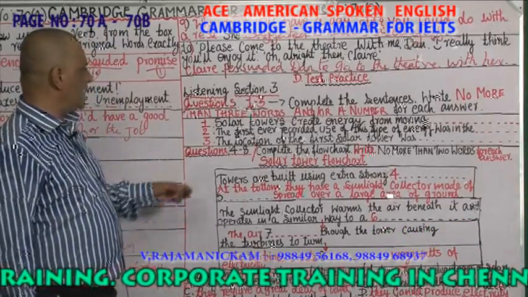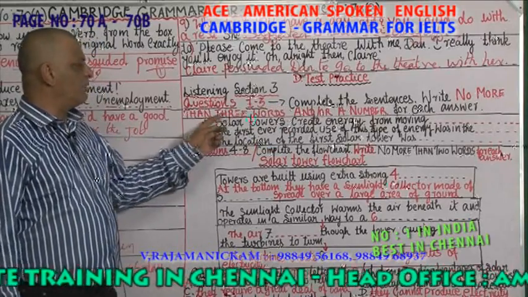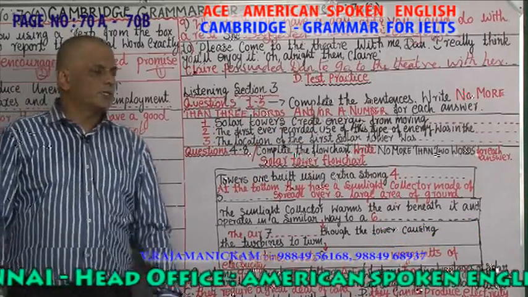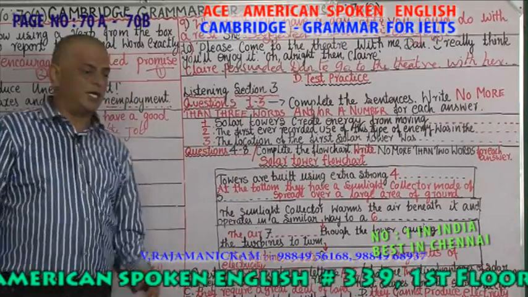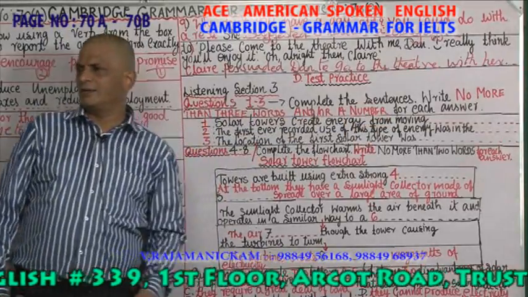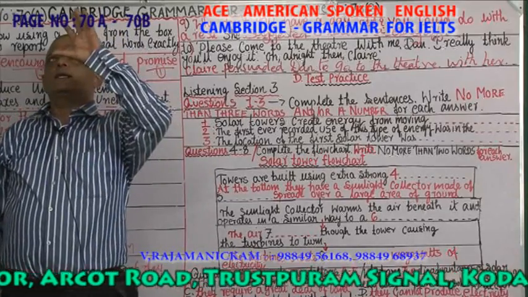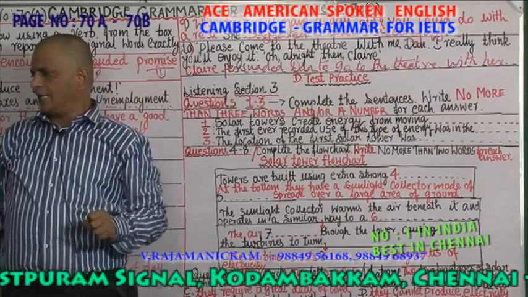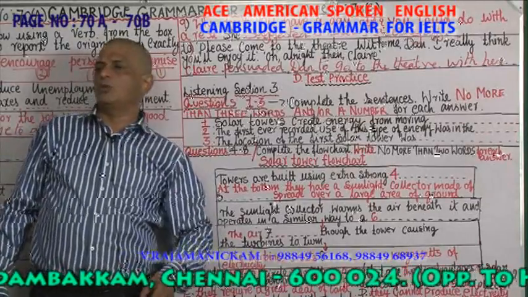So now coming here, questions 1 to 3. Complete the sentences, write no more than 3 words and or a number for each answer. So you are not supposed to write more than 2 or 3 words, and in certain places you have to write a number. See here, solar towers create energy from moving. Solar towers, you know, a big tower is there. The current is produced by absorbing the sunlight, right? So solar towers create energy from moving, so not more than 2 or 3 words, right, sir?